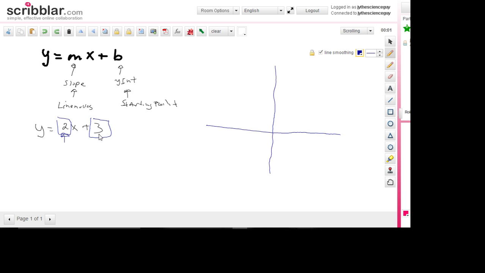So if I wanted to graph this line, I always start with my starting point. Let's put a couple more up there. So my starting point is going to be at 3. This is the x-axis. This is the y-axis. So I'm always going to start on this line.